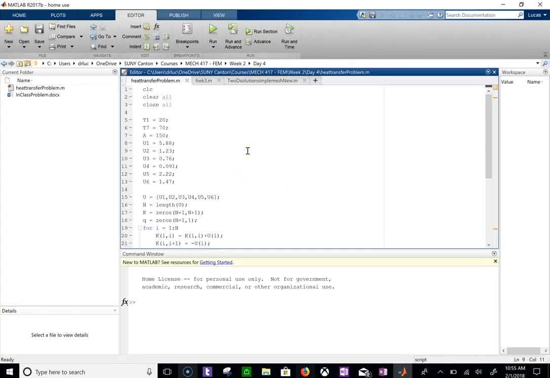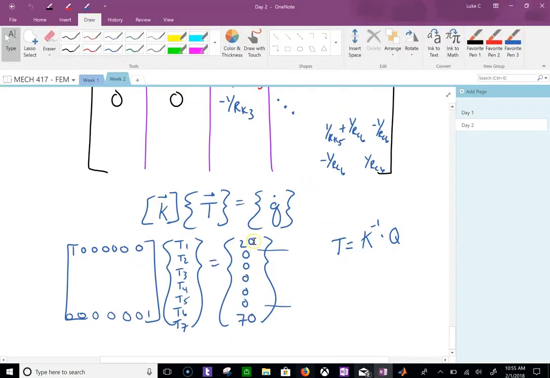Why was it 20? Because the 20 and 70 define our boundary conditions. So we're basically hardwiring T1 and T7 to be 20 and 70. And because these are zeros, because there's no heat flux, that's just due to temperature differences. There's no wire that's touching the sides to create a heat flux.